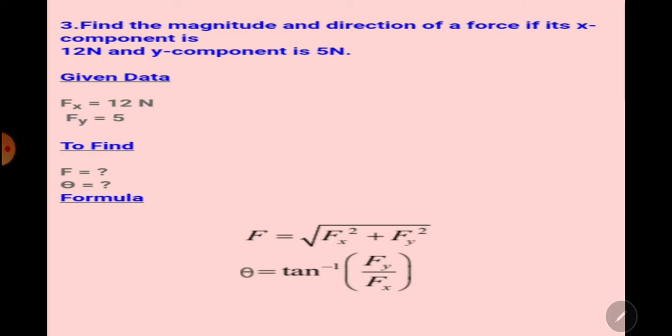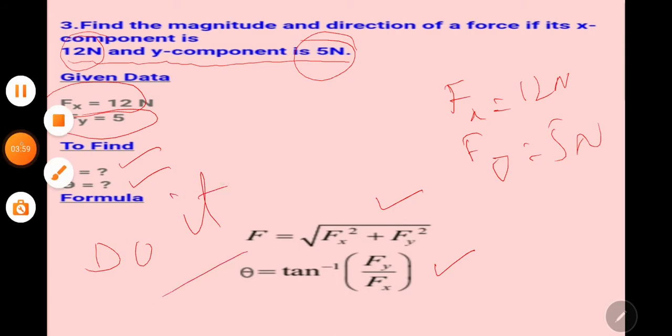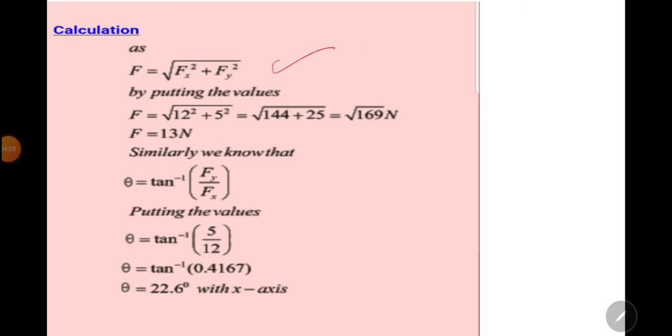Now find the magnitude and direction of a force if its x component is 12 Newton and its y component is 5 Newton. This is the y component, this is the x component. Fx is equal to 12 Newton and Fy is equal to 5 Newton. These are given. Find the force and theta. Do it. The force is calculated by this formula, theta by this formula. You will get the answer.